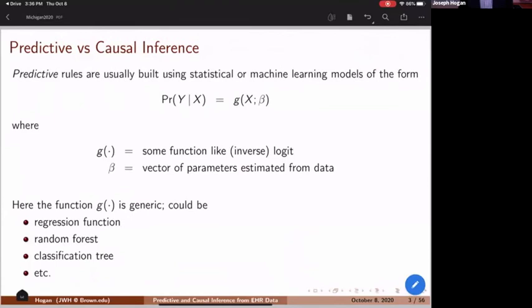And predictive rules are usually built using regression or machine learning. In general, if we have a binary event, the event might be modeled using some logistic regression, but it could also be a bit more generic. It could be a classification tree, random forest, that sort of thing. So I'm just introducing the notation we'll use for looking at prediction.